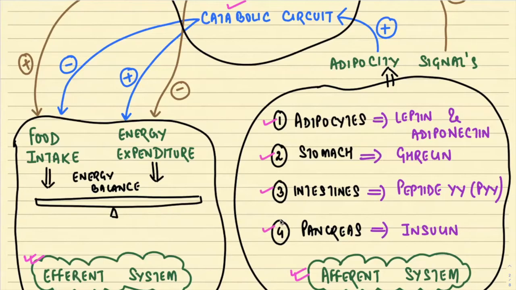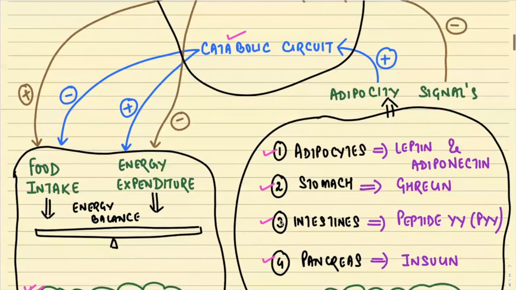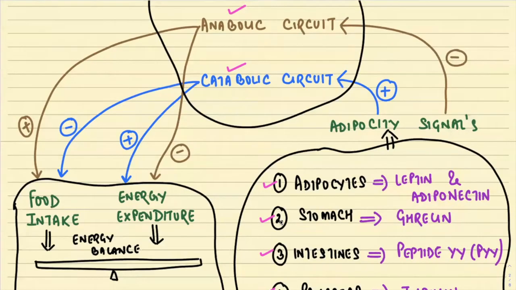But right now you have to understand that there's an afferent system composed of the adipocyte, stomach, intestine, pancreas. They are releasing certain peptides and hormones. And they are acting as an adiposity signal. Now, depending on their nature, some of them might stimulate the catabolic circuit, or some of them might inhibit the anabolic circuit. So depending, some of them might stimulate the catabolic and some of them might stimulate the anabolic circuit.